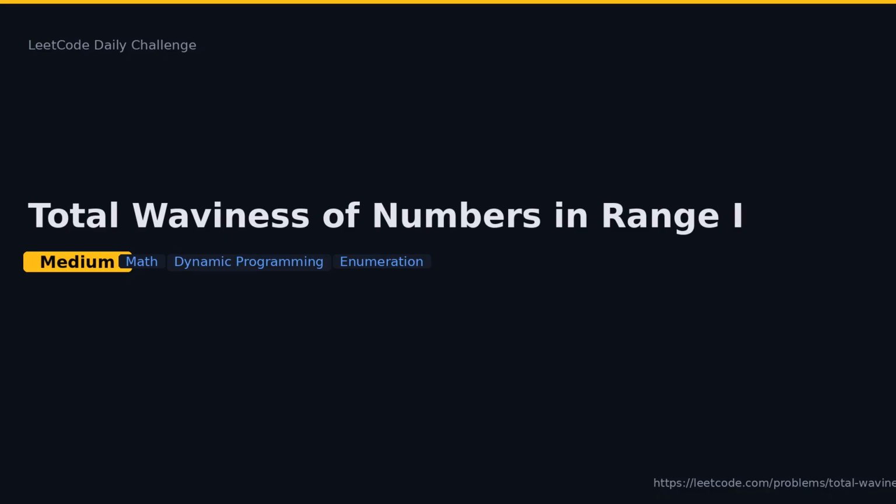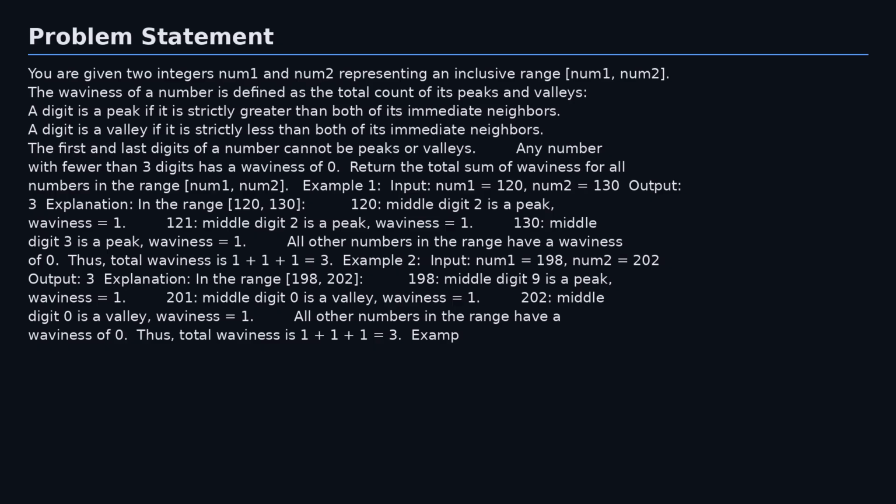toughest problems out there. Today, we're going to tackle a medium-level problem from LeetCode, called Total Waviness of Numbers in Range I. This problem is all about calculating the waviness of numbers in a given range. And I'm excited to share my solution with you. So, let's break down the problem.